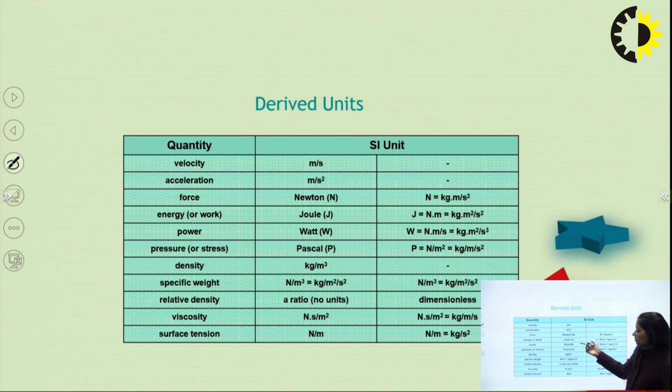what is the unit of energy, power, pressure, Pascal, density kg per meter cube, specific weight Newton per meter cube, relative density no units, viscosity Newton second per meter square. This is actually for mu, dynamic viscosity, and surface tension Newton per meter.